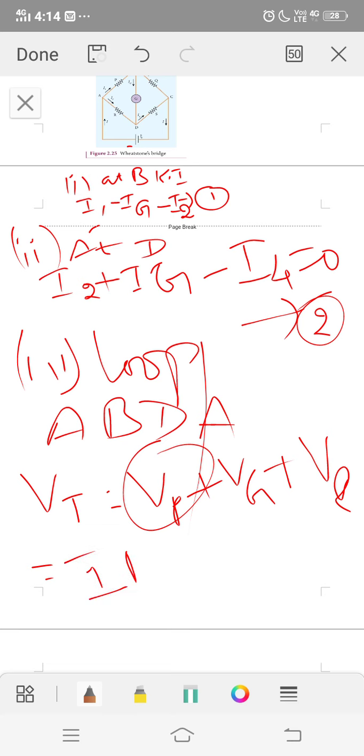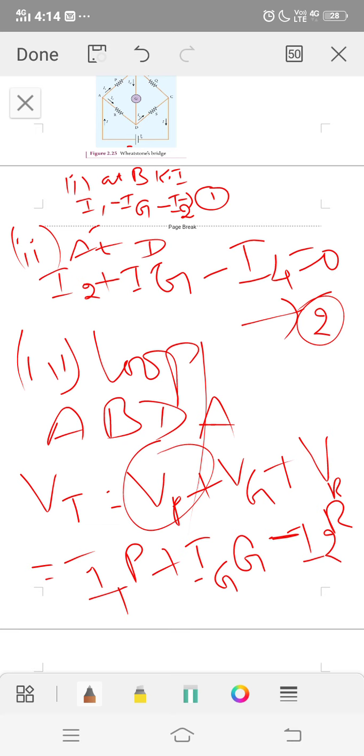Vp is equal to I1 into P plus Ig into G, where G is the resistor of the galvanometer, minus VQ. Across the resistor R the voltage drop is I into R, but the current flowing through R is I2, so minus I2 into R. According to the voltage rule, the algebraic sum of the voltage drops across the devices is equal to 0. So this is equation 2. Okay, so move to the next one.